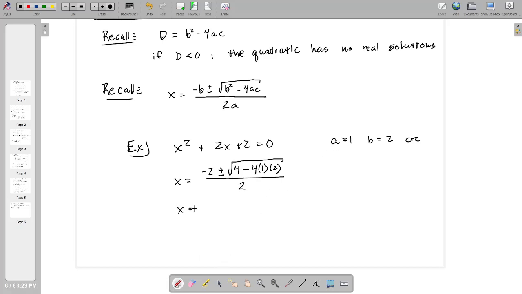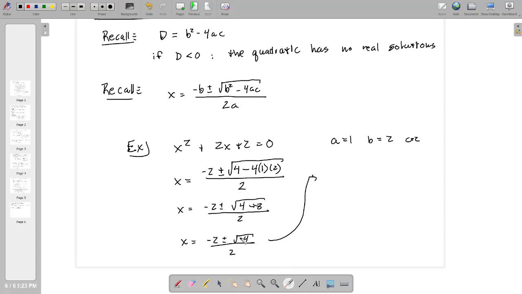So this reduces to negative 2 plus or minus the square root of 4 minus 4 times 2, which is 8, all over 2. Now, 4 minus 8 is equal to negative 4. So we end up with negative 2 plus or minus the square root of negative 4, all over 2.